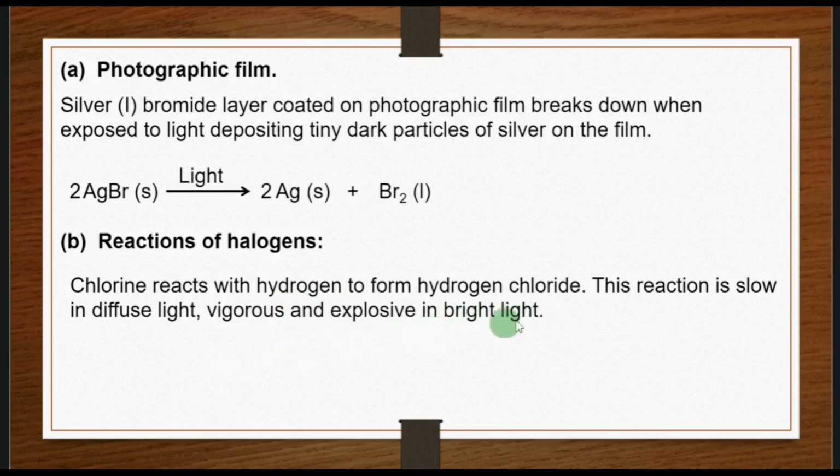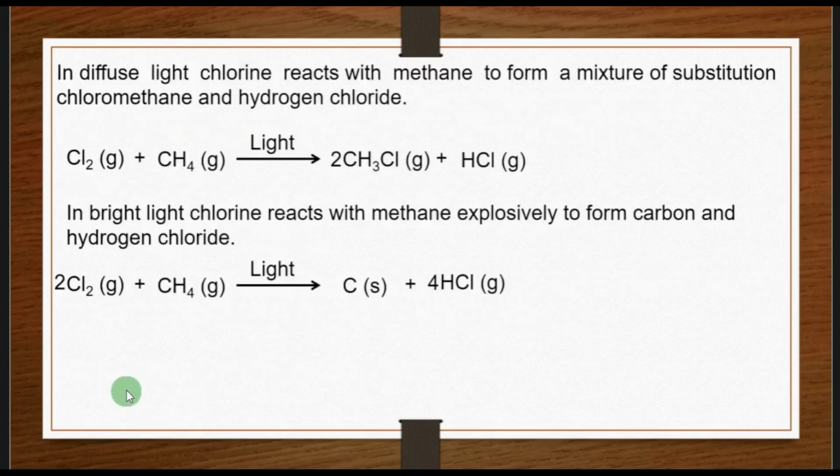Such a reaction is usually slow in diffuse or less light, and vigorous and explosive in bright light. The equation is going to be chlorine plus hydrogen, which over light gives us hydrogen chloride, with a 2 there.